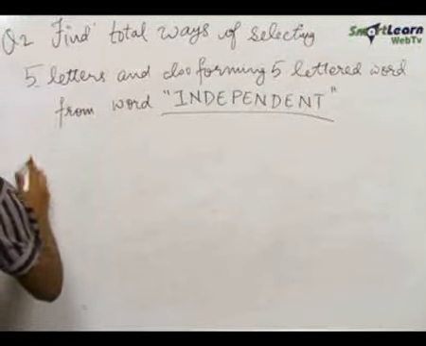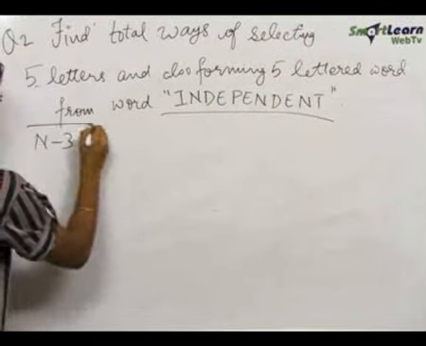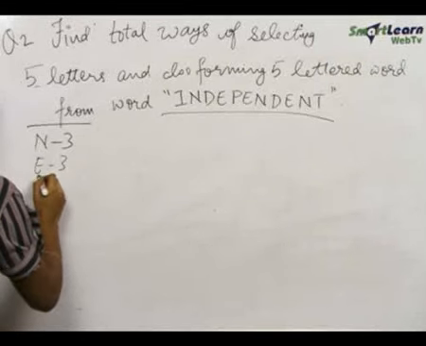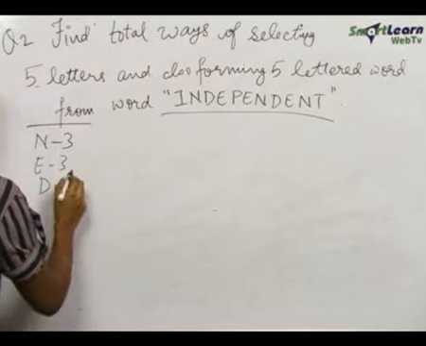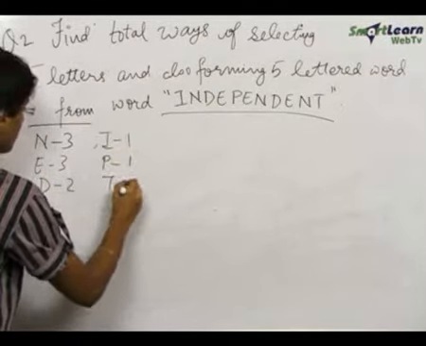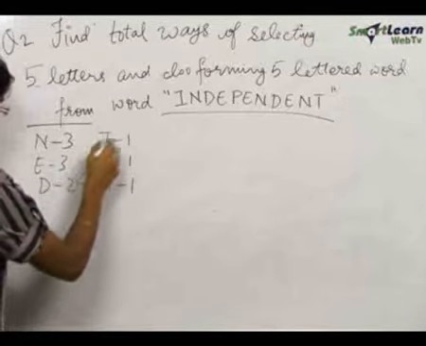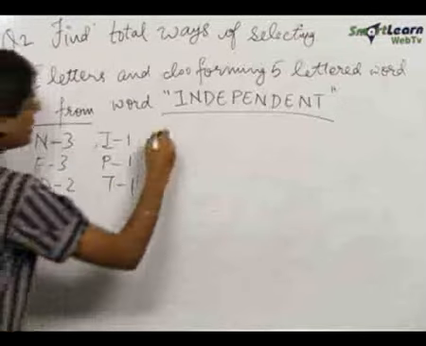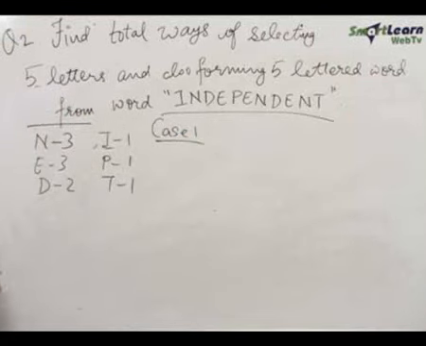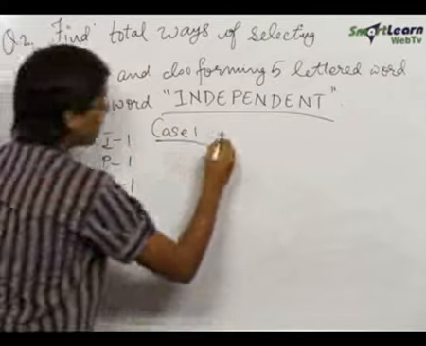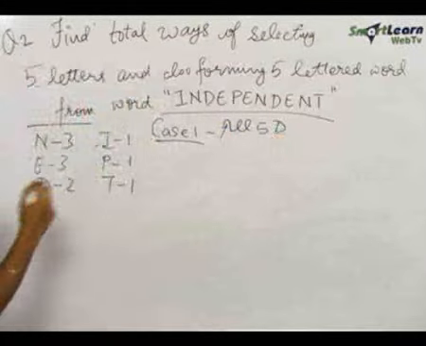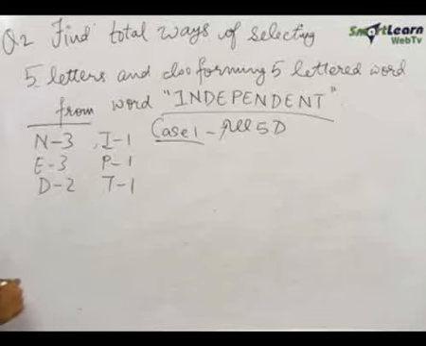This word "independent" has 3 N's, 3 E's, 2 D's, 1 I, 1 P and 1 T, 8 and 3, 11. So we take case 1. We want to make 5-letter words. So our case 1 will be, let's say, all 5 different. This can be done since there are 6 different alphabets.